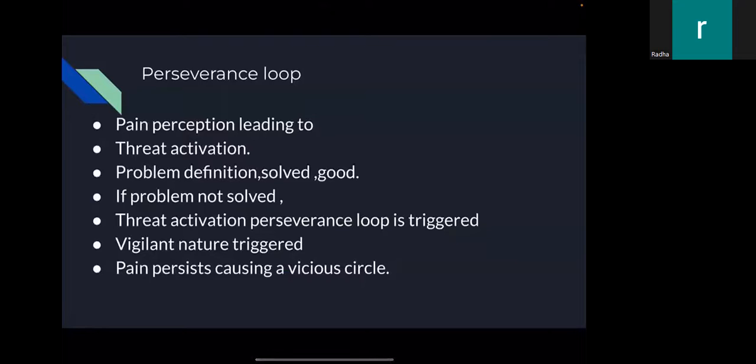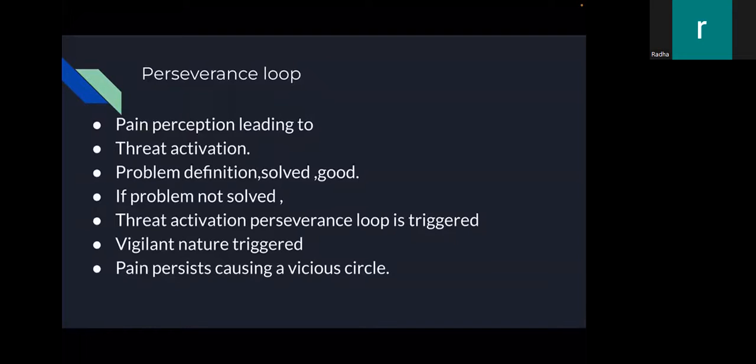So the same thing I mentioned before is called a perseverance loop. As we saw, the pain perception leads to threat activation, because they are scared, they are worried that they won't be able to do it, the threat activation happens, and then that is why the problem comes. So they stop doing anything. By stopping to do anything, the physical activity is stopped. So muscle loss, muscle fatigue, everything. So we should try as much as possible to break that vicious circle.